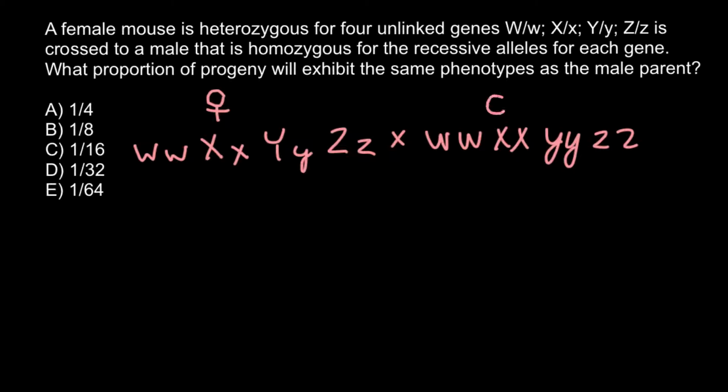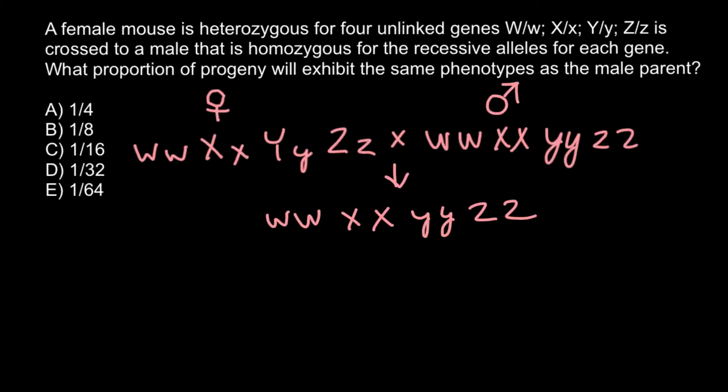So this is the male side. And now we have to find the probability that the progeny would have the same genotype as the male parent, or would be homozygous recessive for all 4 loci. And it is very easy to solve this problem.